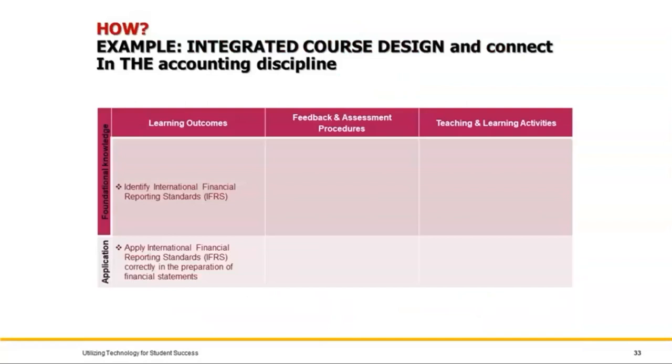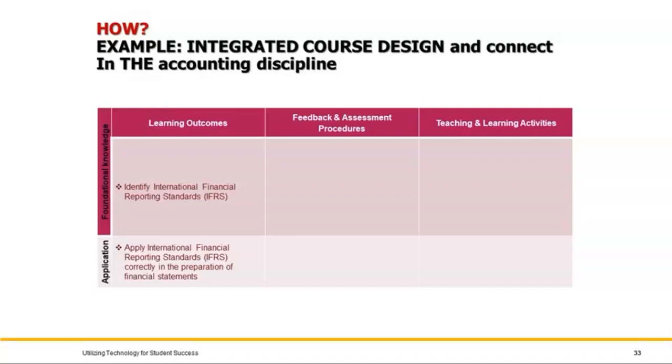Here's our example. It's in the accounting discipline, and I'm keeping it simple just so that we can focus on quality as opposed to quantity, and really make the most in terms of understanding how these tools can help you. So I only took the two categories of the taxonomy this time, foundational knowledge and application.